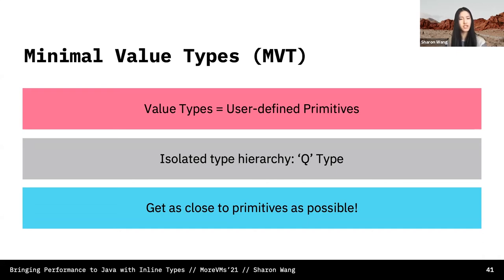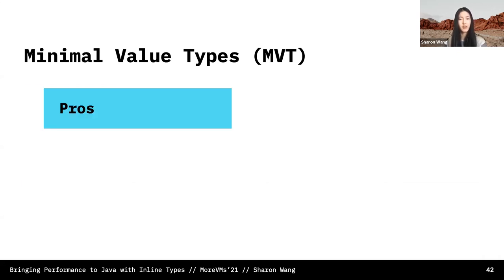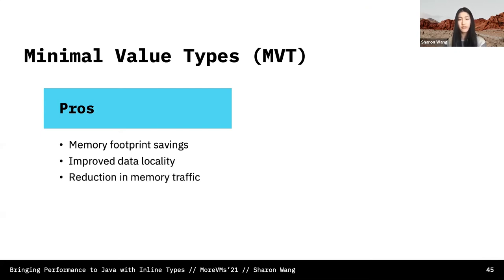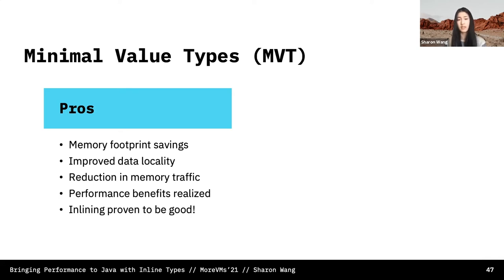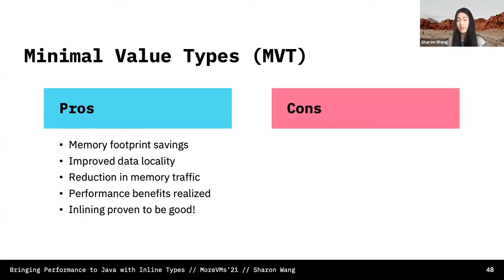So what was achieved with this prototype? Well, it was successful in proving the inline types concept to be beneficial. It proved memory footprint savings, data locality, reduction in memory traffic, and it demonstrated perf benefits. Overall, it confirmed the benefits of inlining, and this optimal performance was made possible due to the isolated nature of how inline types were implemented. But like I said, that created some issues.